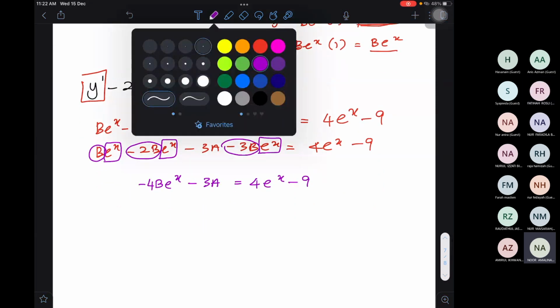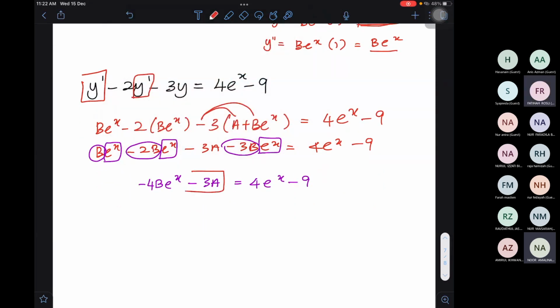Okay kelas, yang mana yang tak ada exponent compare dengan yang tak ada exponent. So we have negative 3a equal to negative 9. Therefore your a is equal to 3. Negative 9 divided by negative 3. So your a is equal to 3.